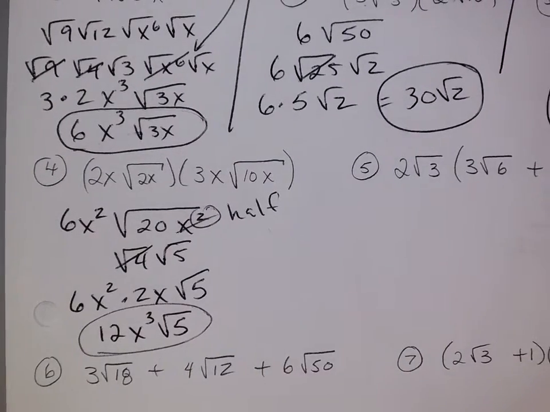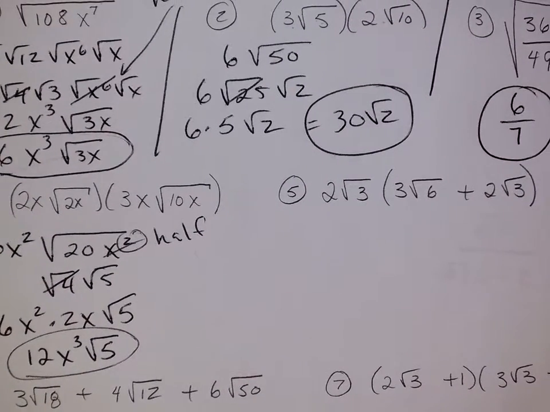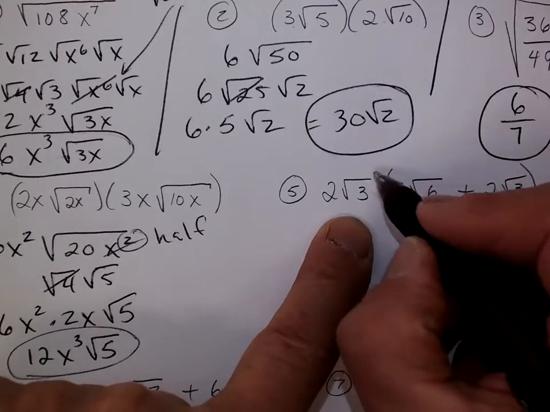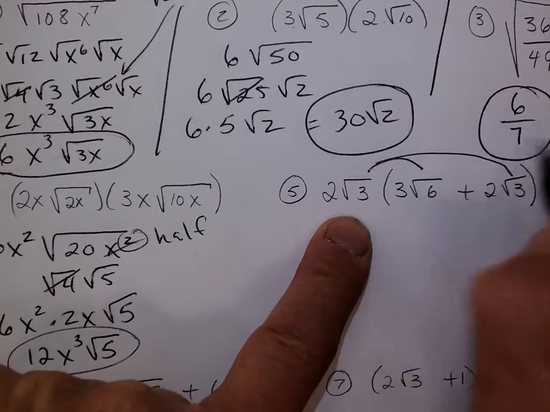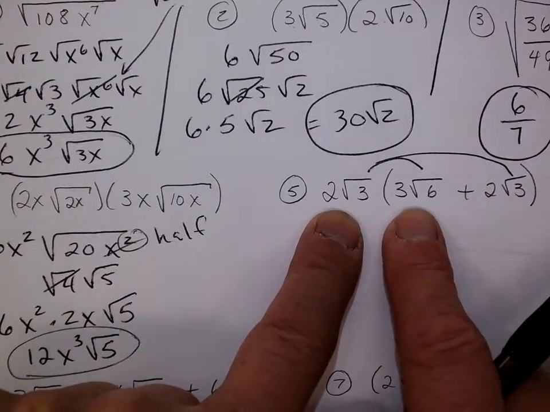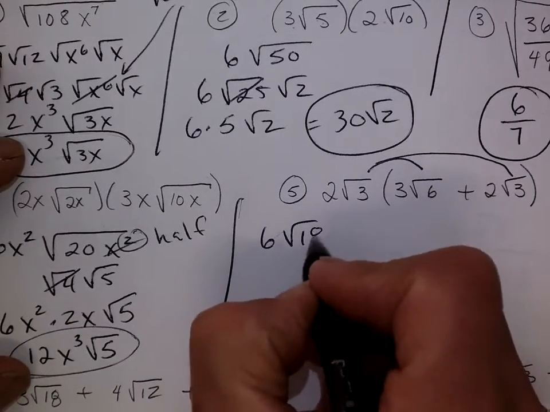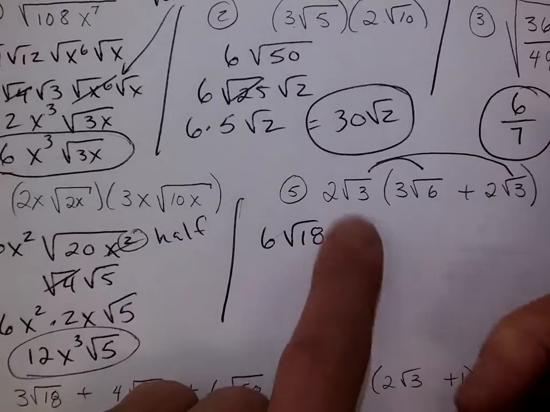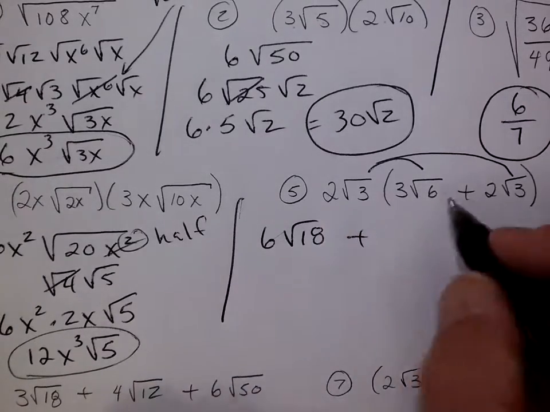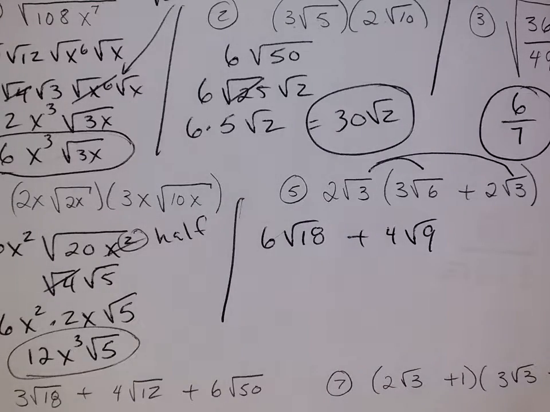Oh, eventually. Okay, slide over to 5. Number 5 is distribute. We're just going to multiply through. So I'm going to go 2 square roots of 3 times 3 square roots of 6, and I'm going to get a 6 square roots of 18 plus 2 square roots of 3 times 2 square roots of 3 is a positive 4 square roots of 9. Okay? There's more to be done.